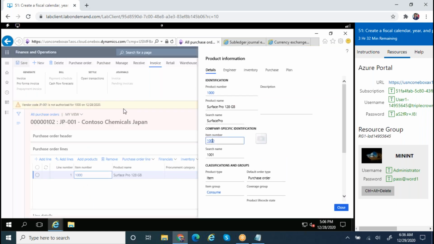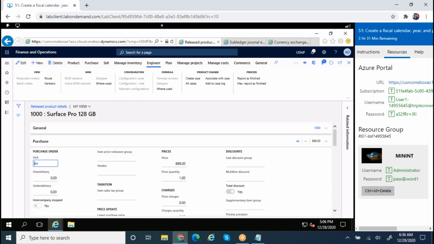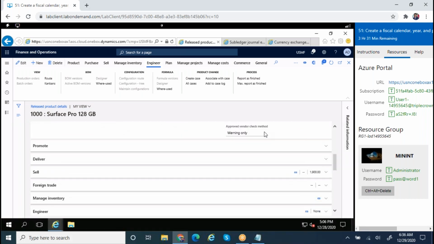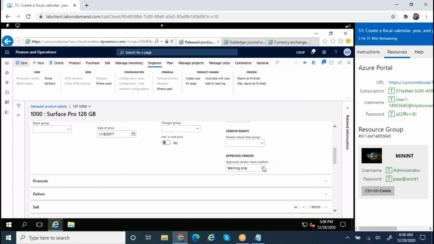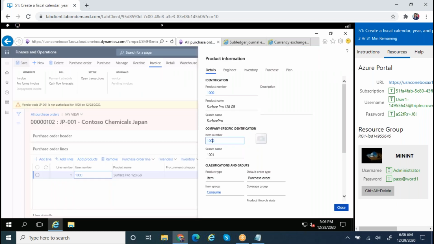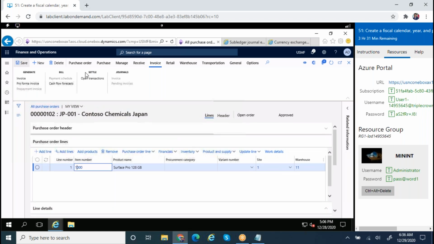I will remove this error message, not authorized. You know this one already. In the purchase fast tab, you will have this checkbox, this drop down, warning only to none. No check. Then it will not throw any error message. It's not like an error, it's a warning message. This warning message will be gone. This you know already.